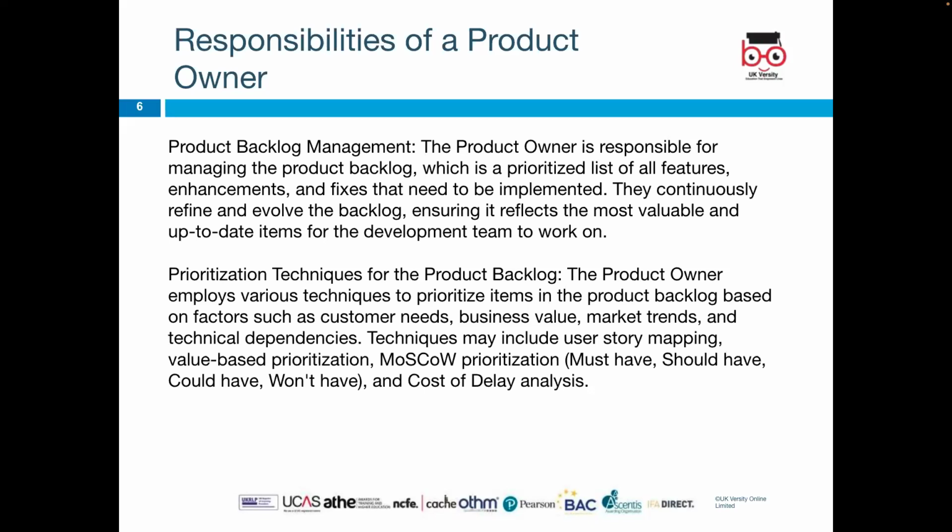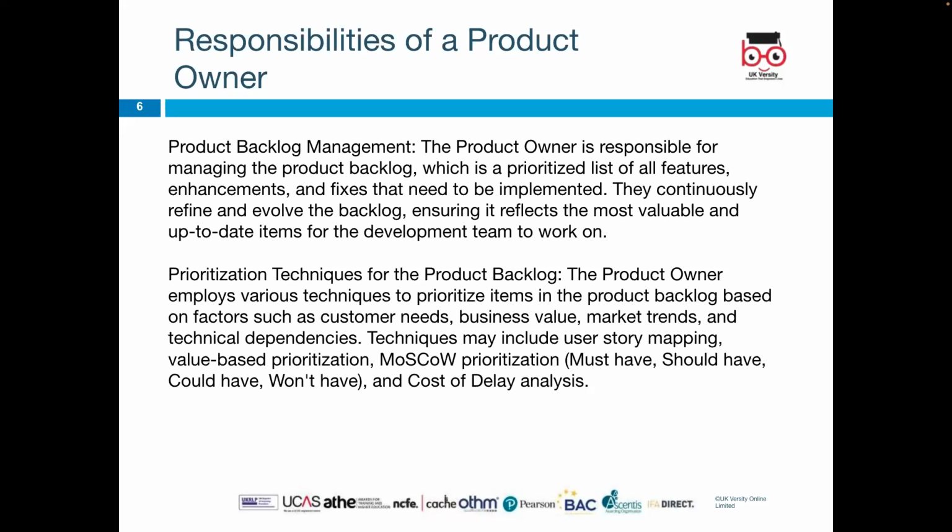So we have product backlog management. They are responsible for managing the product backlog, which is a prioritized list of all features, enhancements, and fixes that need to be implemented. They continuously refine and evolve the backlog, ensuring it reflects the most valuable and up-to-date items for the development team to work on. And also prioritizing techniques for the product backlog. The product owner employs various techniques to prioritize items in the product backlog based on factors such as customer needs, business value, market trends, and technical dependency.